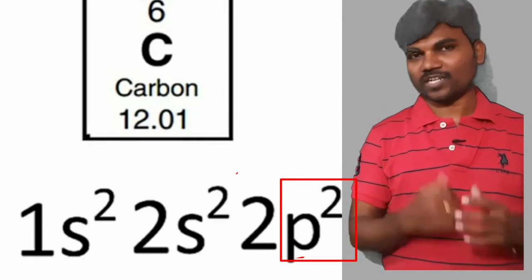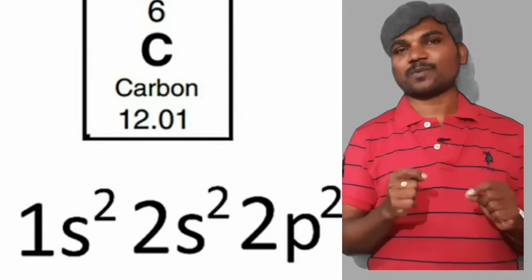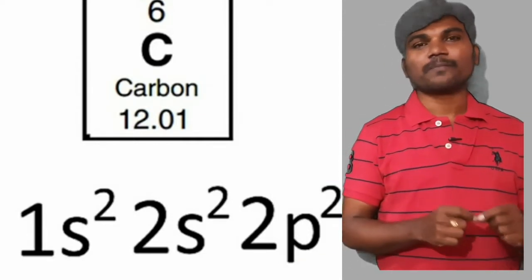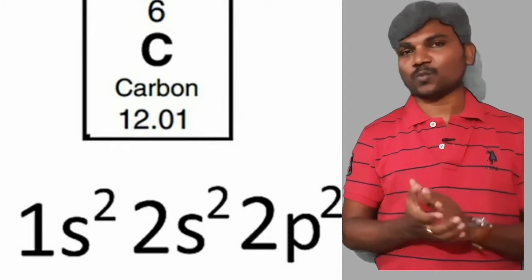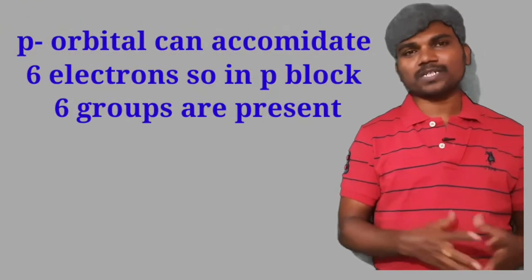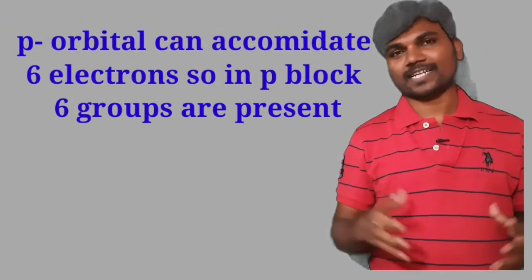The sixth electron is a differentiating electron. That sixth electron is present in the valency shell, so the differentiating electron enters into the p orbital. That's why carbon will come under p-block elements. We know that p orbitals can accommodate 6 electrons easily.